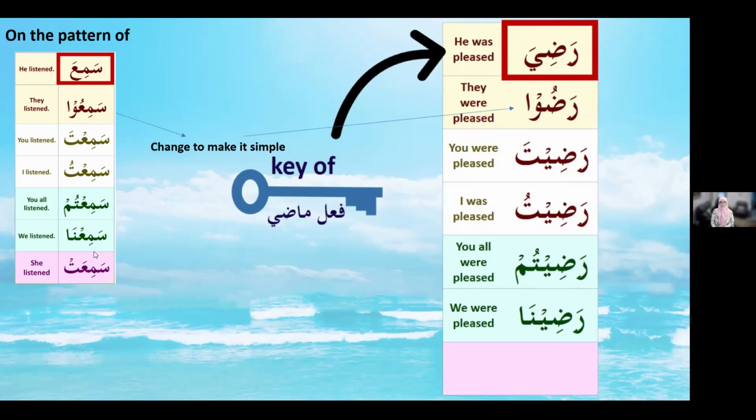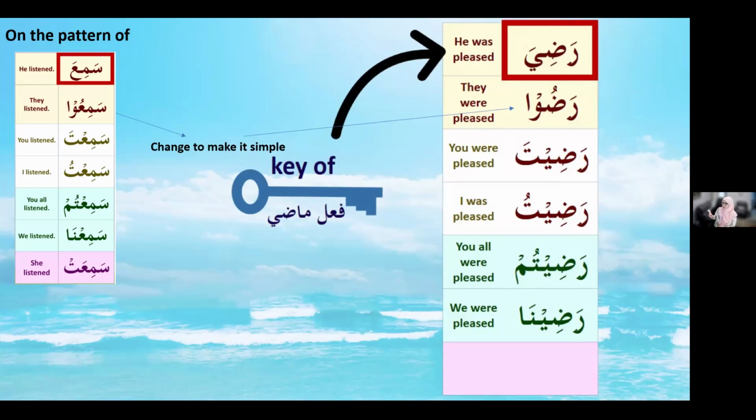سمعتم سمعنا. So same way. رضيتم رضينا. Same thing. رضيتم, you all were pleased. رضينا, we were pleased. So let's practice it. رضي رضوا رضيت رضيت رضيتم رضينا.